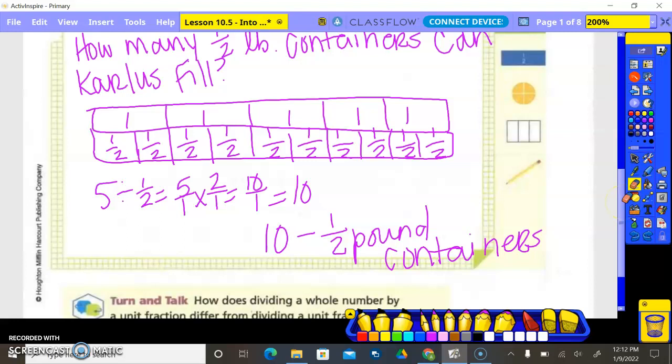And I have to make sure that when I say there's 10 of those half-pound containers, I put a dash in between them. So like I said, 10 1/2-pound containers. Therefore, we're not saying 10 and a half, we're indicating there are 10 individual 1/2-pound containers.